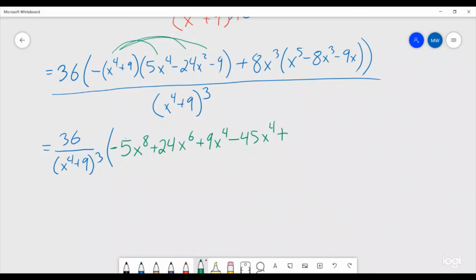24 times 9, that is 216. So let's see, we got a plus 216x squared and a plus 81. Yikes, this is getting ugly. But then we have a plus 8x to the 8 minus 64x to the 6 minus 72x to the 4. So we have all of that. And now we need to solve for where this is equal to 0.